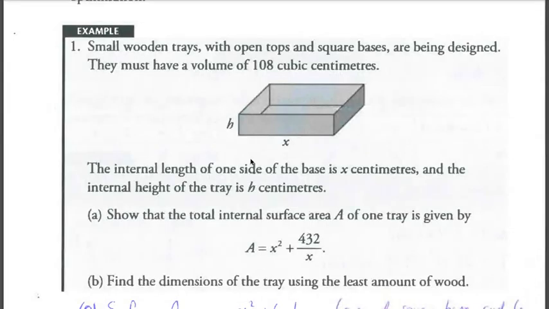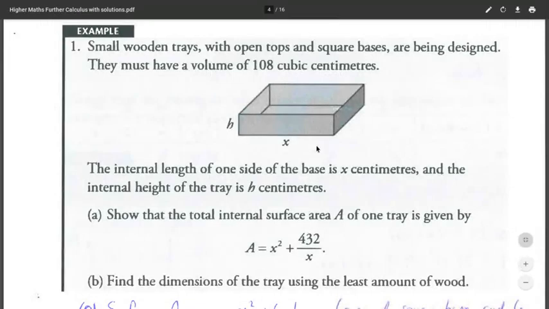Okay, so we've got a small wooden tray here. It's got a square base of length and width x. It's got a height of h, and the volume must be 108 cubic centimeters. So the total internal surface area of one tray is given by this function of x. And part B, find the dimensions of the tray using the least amount of wood. Right, so we need to show this.